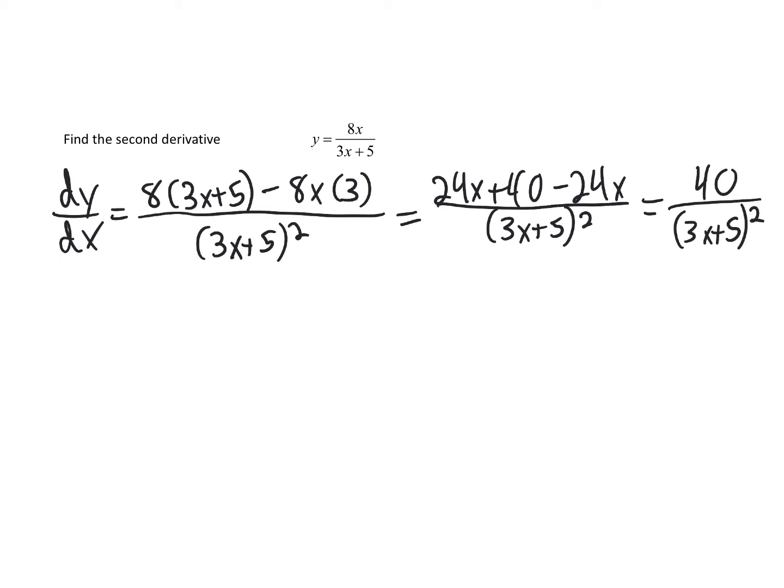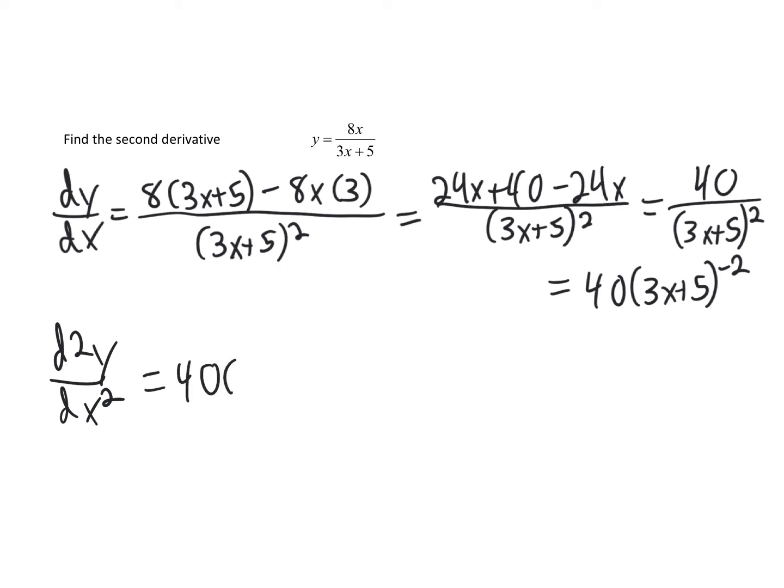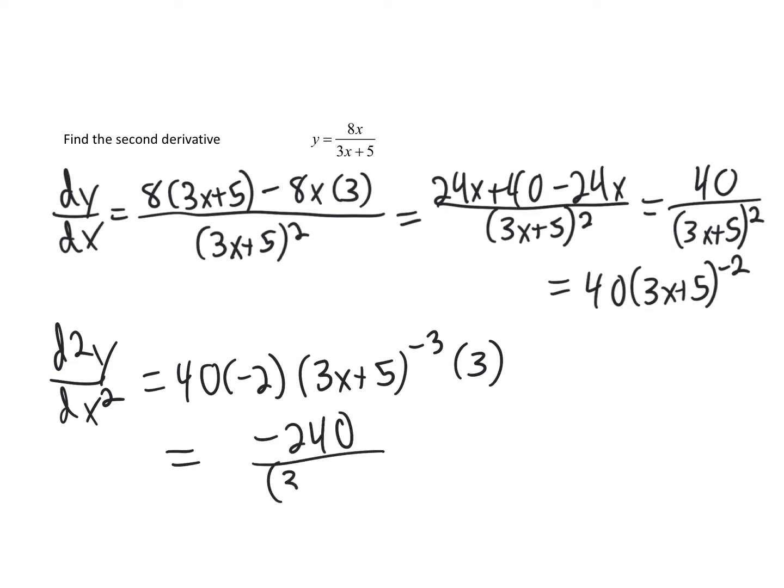You'll notice there's no x's in the numerator now, so I'm going to rewrite it like this, so that when I go to do the second derivative, all I have to use is the chain rule, because quotient rule will be a little bit more complicated than needed. So here we get 40 times negative 2, 3x plus 5 to the negative 3 times 3. Simplify, we get negative 240 over 3x plus 5 cubed.